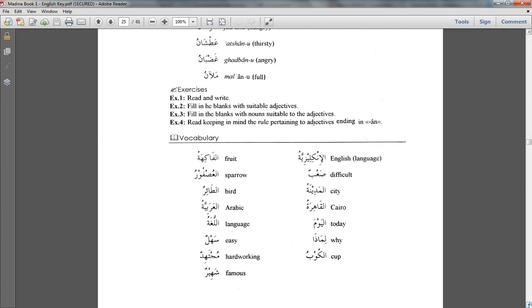Going on to the vocabulary, some new things that are going to come up today. Al-fakihatu, fruit. Al-usfur, sparrow. Al-ta'iru, bird. Al-arabiyatu, Arabic. Al-lughatu, language. Sahlun, easy. Mujtahidun, hardworking. Shahirun, famous. Al-ingliziyatu, English. Sa'bun, difficult. Al-madinatu, the city. Al-qahiratu, Cairo. Al-yawma, today. Limada, why. And sometimes you can say lima instead of limada. That's also permissible. Al-kubu, cup.